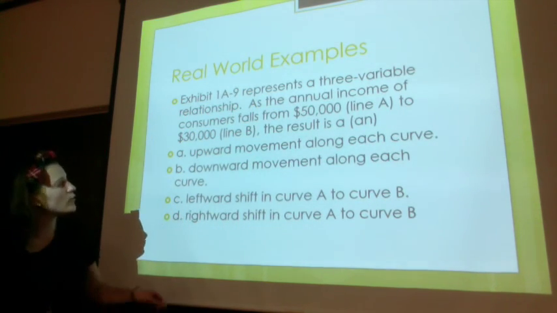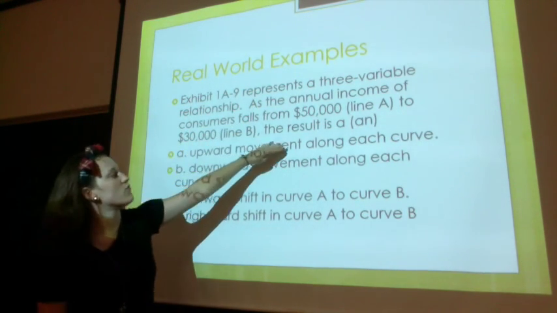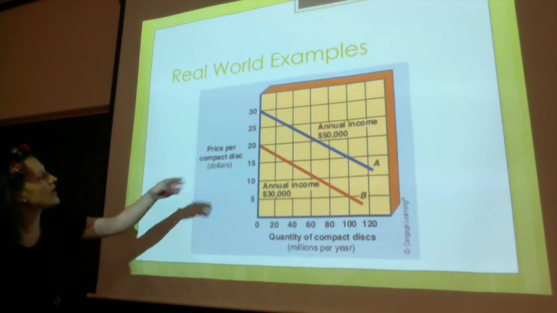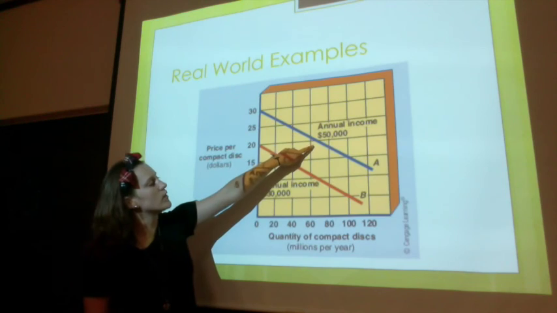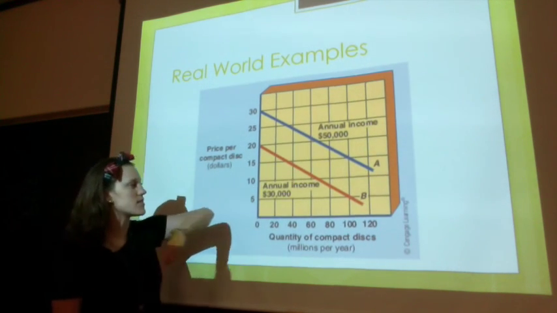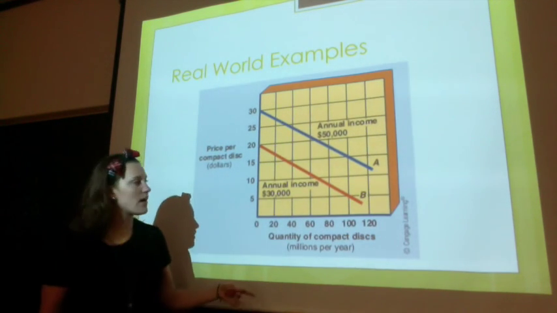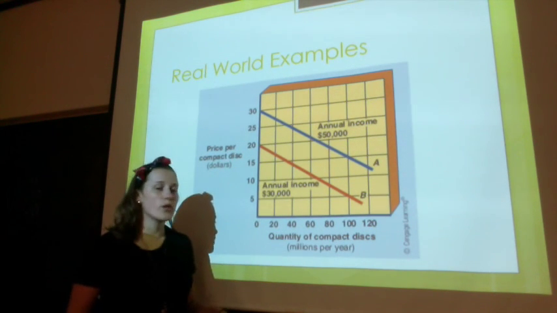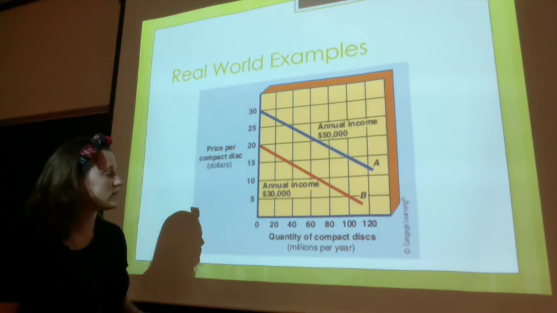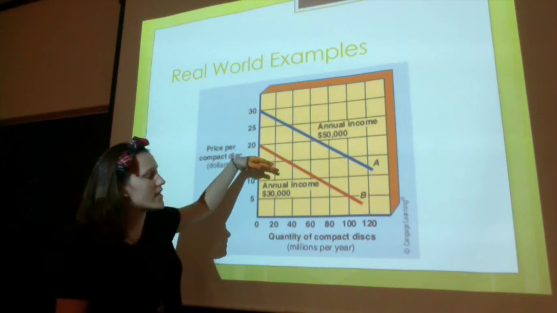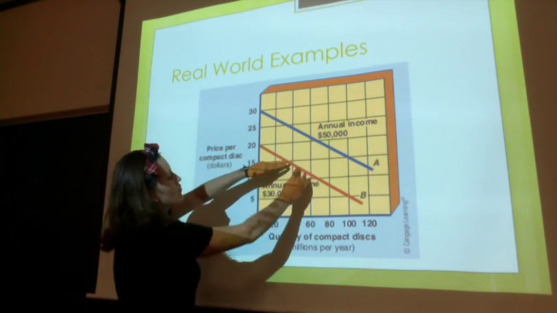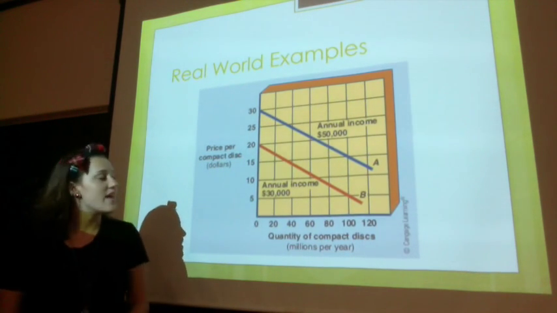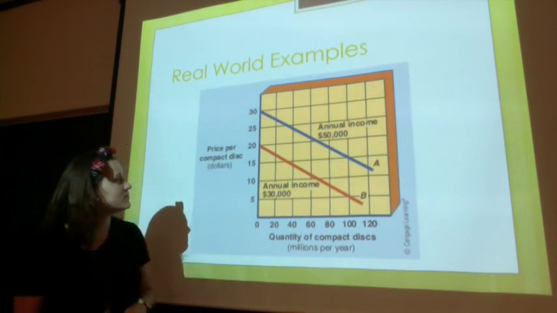So if we were looking here, we're talking about the income falling from $50,000 to $30,000. So we'll look at this example and we find our annual income, $50,000 to $30,000. So if we're looking at coordinates that are on the same line, then that'll be a movement in the curve. But if we're looking at different lines, then it'll be a shift. So we're looking at different lines, which means that it's a shift. Is it moving left or is it moving right? It's moving left, therefore it's a shift left in the curve.